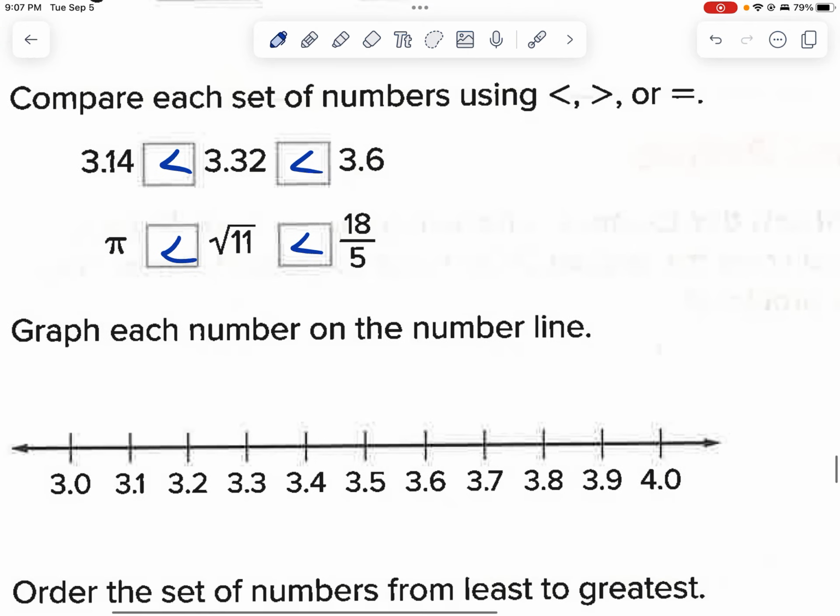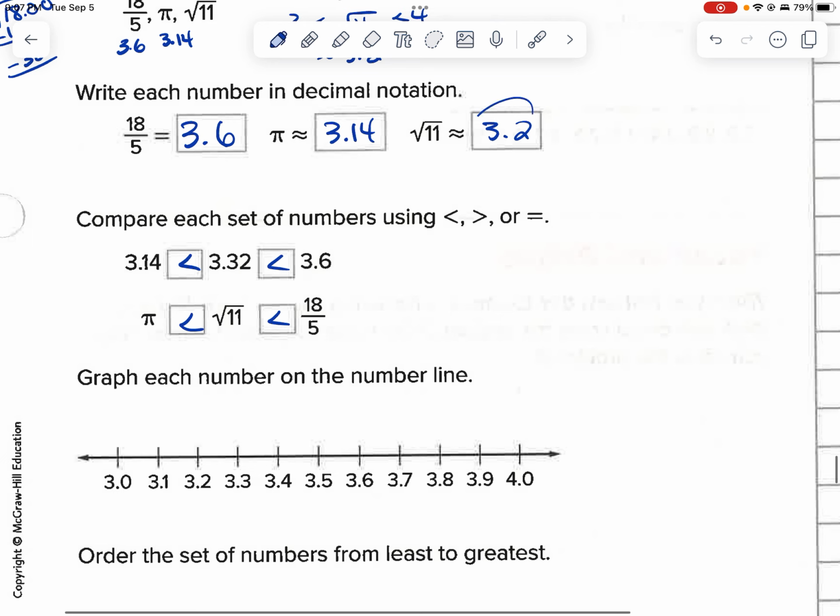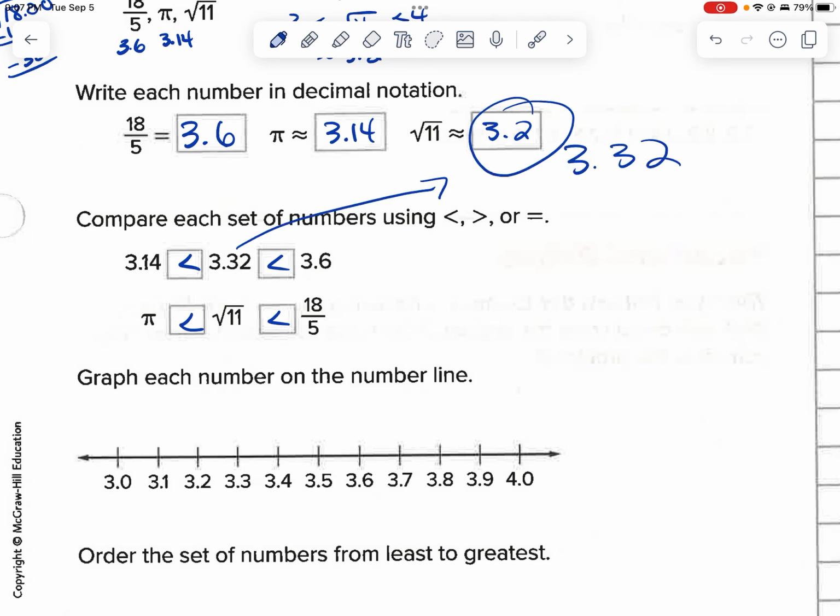So now I graph it on my number line. So this should be the 3.32 because they told you right here. Remember, we were just guesstimating. 3.14 would be approximately here. That's my pi. 3.32, it would be approximately here. So that's the square root of 11. And then 3.6 is 18 over 5.